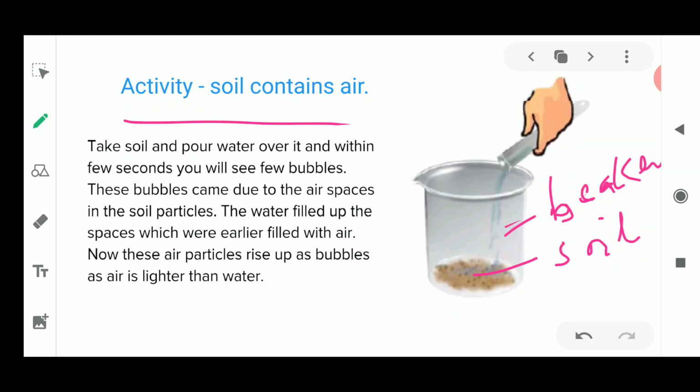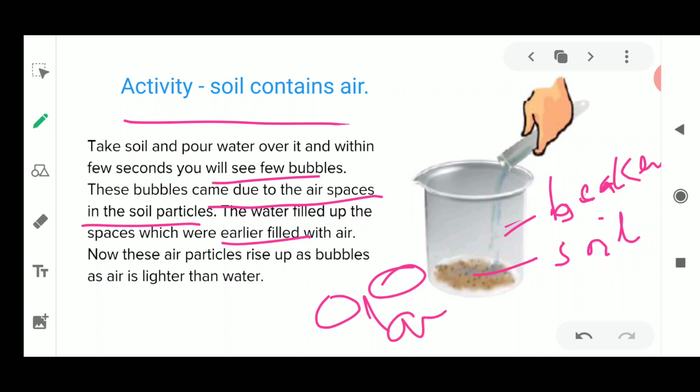Next thing is that this is the very easiest experiment, and it can be explained in the following way. You have to take the soil and pour water over it, and within a few seconds you will see some bubbles coming out. These bubbles are coming out due to the air spaces present between the soil particles. Now water has filled up the spaces which were earlier filled with air. Now what happens? This air is taken out because of the water which is going inside these spaces.